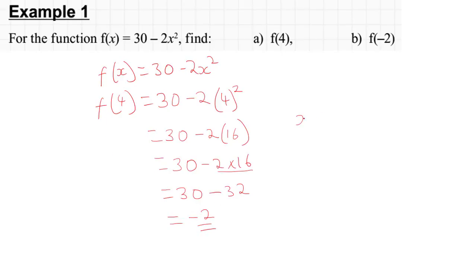In other words, if x equals -4, sorry about that. If x equals 4, sorry. So if x equals 4, we end up with f of x equals -2, or simply y equals -2 there. That's what it means. Now, what I would like you to do is pause the video, and then have a go at f of -2, using the very same function.